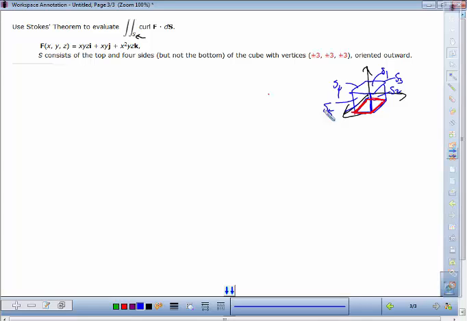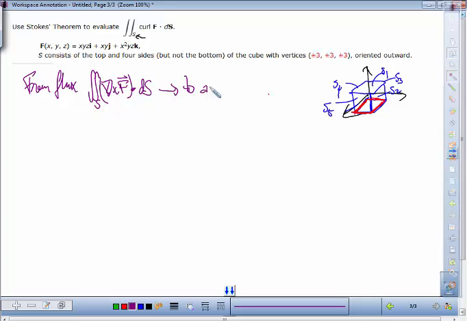If we use Stokes' Theorem, then we're going to trade in our flux integral for a line integral. So we're going to go from a flux integral of curl F, which is this thing. Curl F is the symbol that I'm using for curl F. You can interchange that. I hope you knew that already. To a line integral. So our line integral is going to be over the boundary of F.